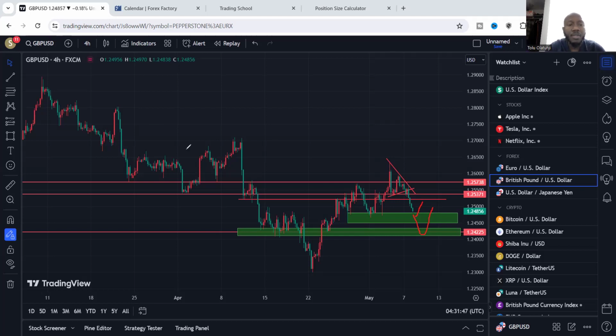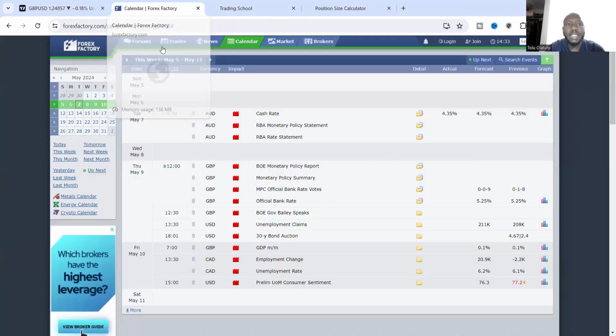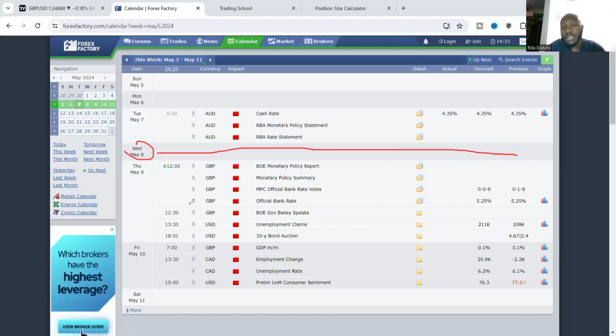And speaking of the USD index, let's take a look at news. You notice that today, Wednesday, the 8th of May, we have absolutely no high impact news today. And it's a Wednesday, it's the middle of the week. Now, this doesn't mean that price might not still move accordingly. It might be slow or whatever the case might be.